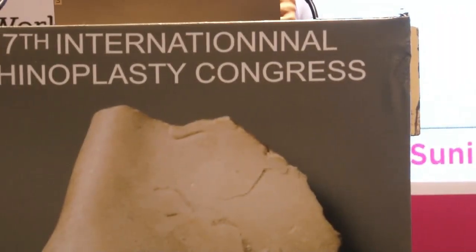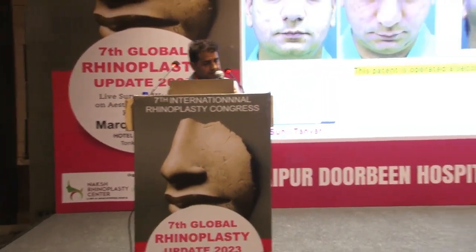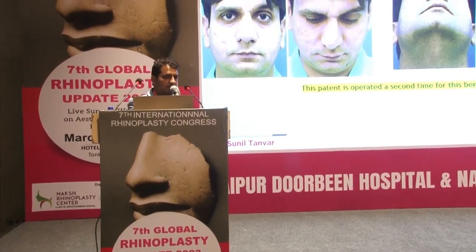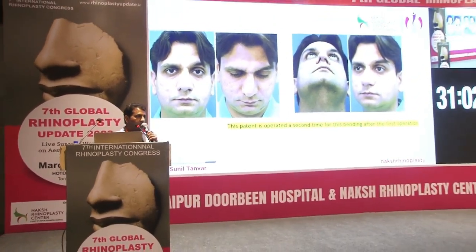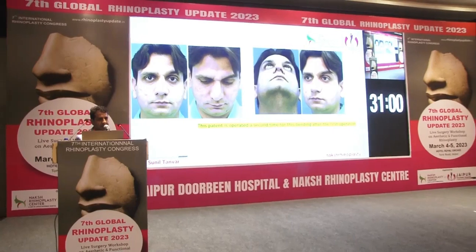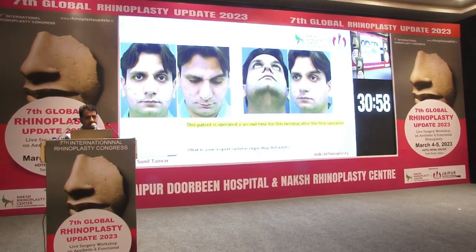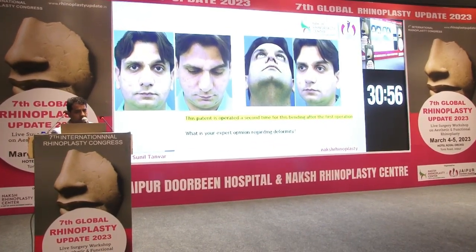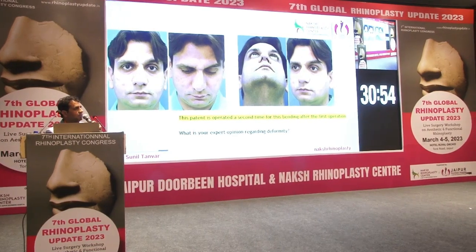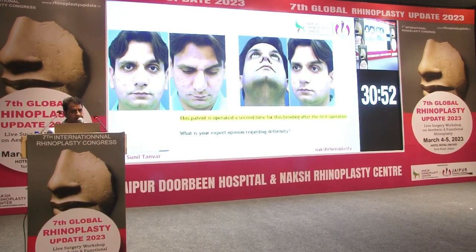And now look at this patient. First operated, and then the patient had such a type of problem, and then again operated by a surgeon, and then again the patient has the same problem. So what is your expert opinion, Dr. Gambhir? I think the surgeon has used a solid rib graft over the dorsum just to augment it and make it more straight.